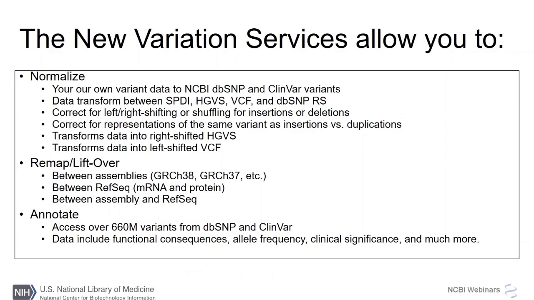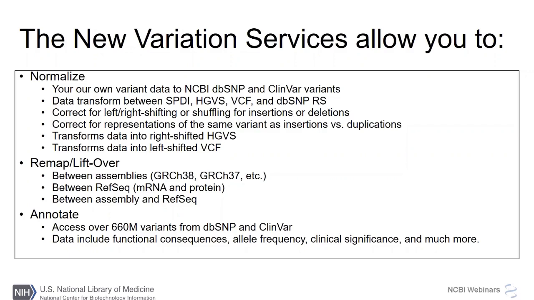So what can you do with these variation services? Sort of three things you can do. You can normalize your variant, and that means finding the equivalent one in NCBI dbSNP and ClinVar variants. Transform your data, so convert formats. So if you have an SPDI, you can get the HGVS and vice versa.